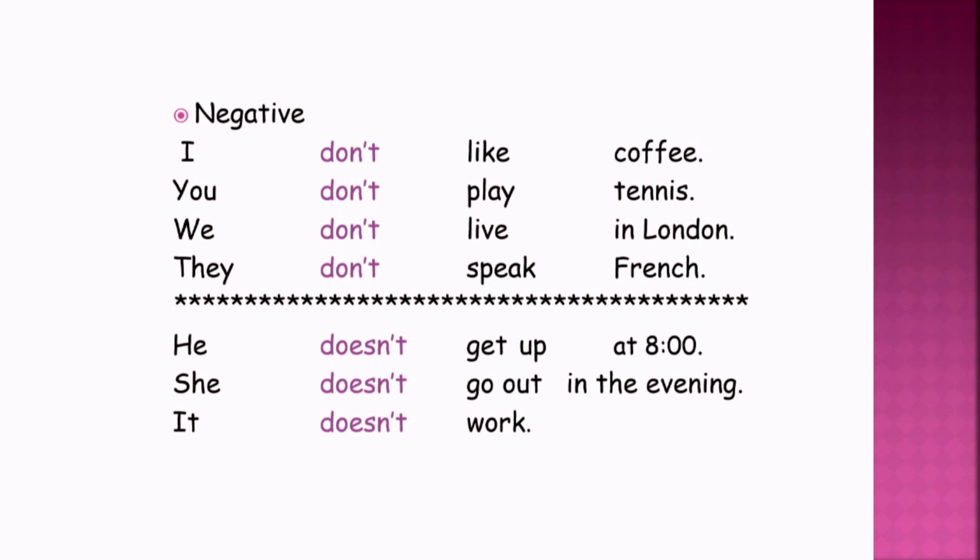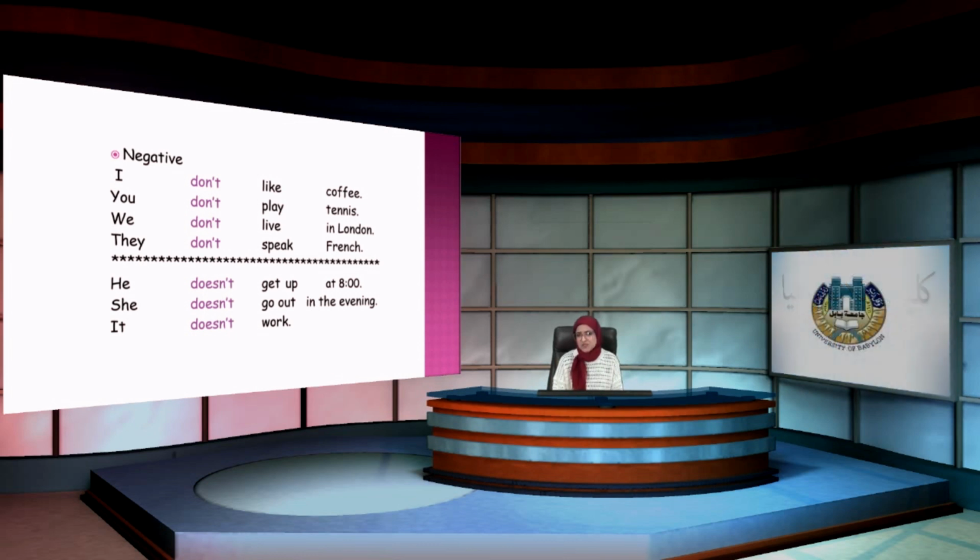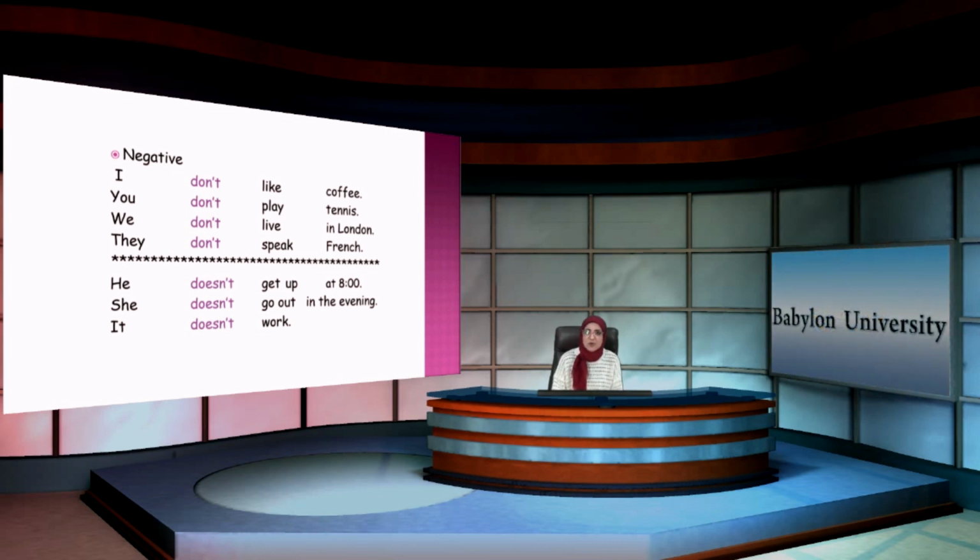If you remember, I have told you that I and you are just like the plural subject pronouns. Their verb should be in its plural form, and the auxiliary verb that matches with them is do, not does. So I, you, they, we take the auxiliary verb do. I don't like coffee, okay, you don't play tennis, we don't live in London, and they don't speak English, or they don't speak two languages, for example.